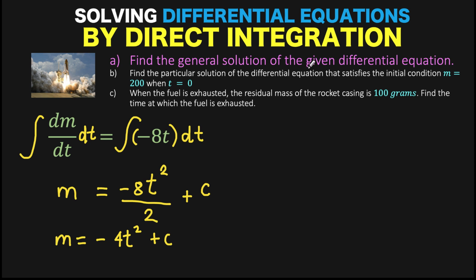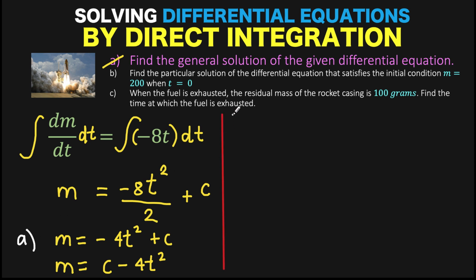So this is now the general solution of the differential equation. Sometimes you can see that the preferred way of writing this is m equals c minus 4t squared. They're just the same, only that since you have a negative sign here, that can be rewritten as c minus 4t squared. So that's our answer for letter A.